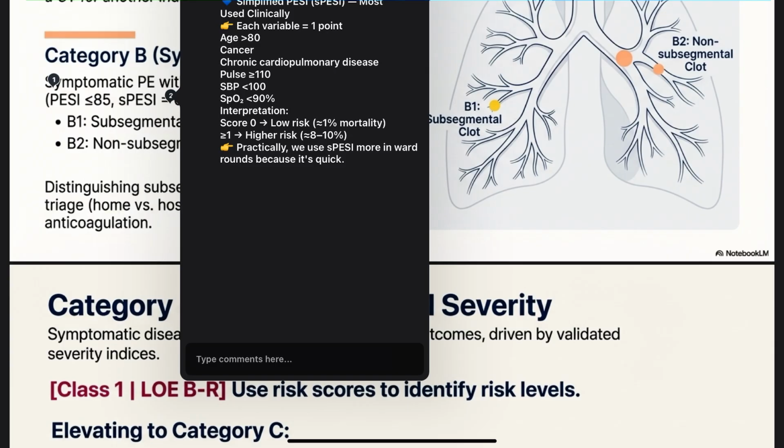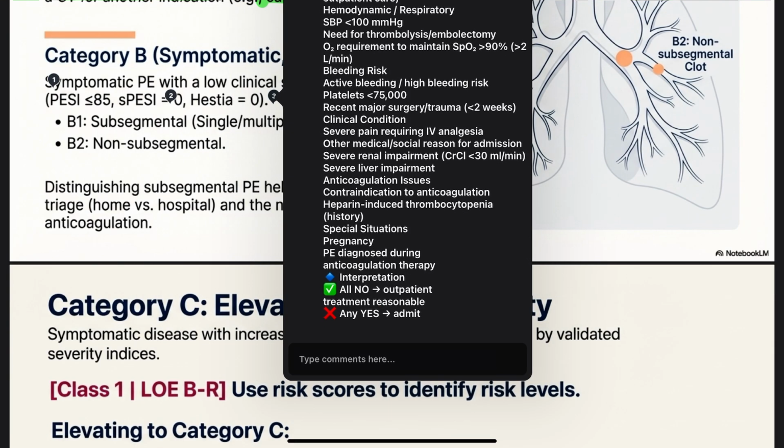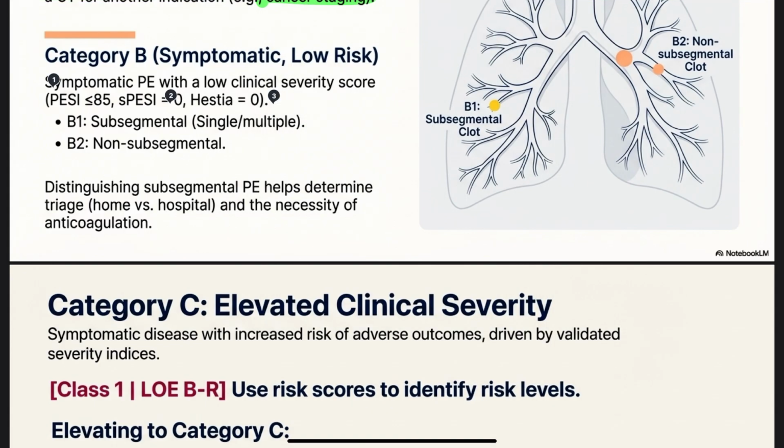Very simple. And the STR score is also used. Again, this is also more complicated. If you want, you can remember. Any one positive in this STR score can be considered that the patient needs admission. No means no need for admission. So the STR score is not much important in classifying the low risk. So the simplified PESI score can be used widely.